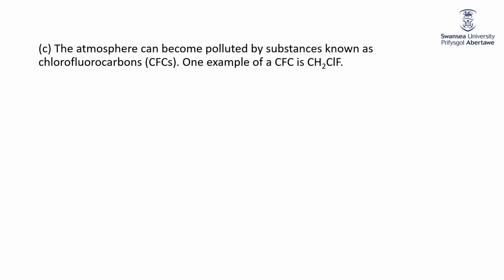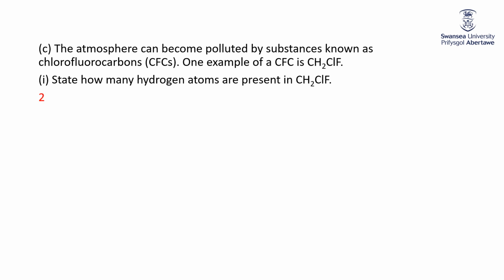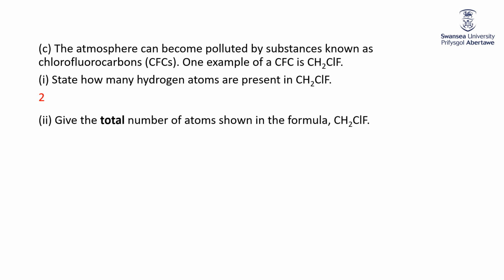The next part talks about the atmosphere becoming polluted by substances known as chlorofluorocarbons, or CFCs. And one example is CH2ClF, or as it's called, chlorofluoromethane. The first question asks us to state the number of hydrogen atoms present in chlorofluoromethane, and that's 2, we can see in the formula. And then give the total number of atoms shown in the formula. Well, we have carbon, 2 hydrogens, a chlorine and a fluorine, so that is 5.